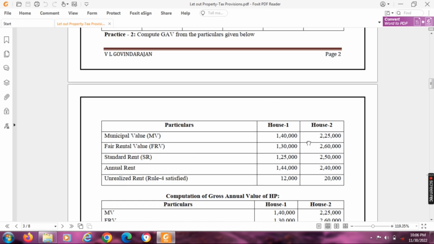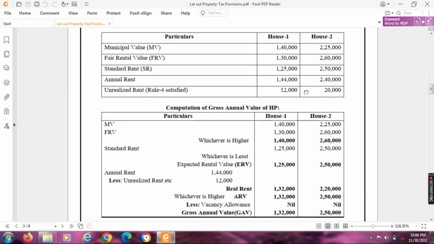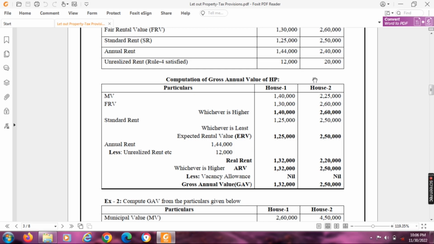Here, Rule 4 of the IT Act 1961 must be satisfied. Actually, unrealized rent must be the default of the tenant, but there must be no question in the hands of the house owner. If as a house owner, I don't find any time to collect rent, that will not be accounted as unrealized rent. As a house owner, you have to collect rent from the tenant. Okay. Now see the answer.